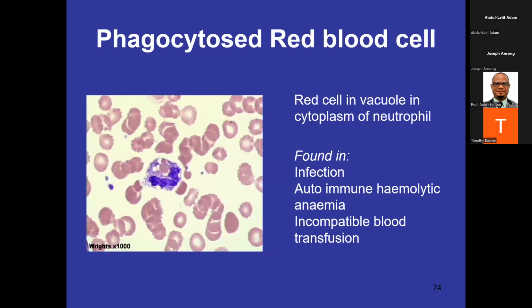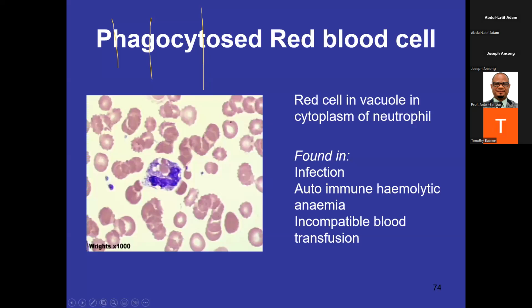Then we have phagocytosis of red cells, in infection or autoimmune hemolytic anemia. When there is incompatible agglutination, some neutrophils tend to phagocytose red cells. So this is a neutrophil that has phagocytosed a red cell, in a vacuole in the cytoplasm of the neutrophil.